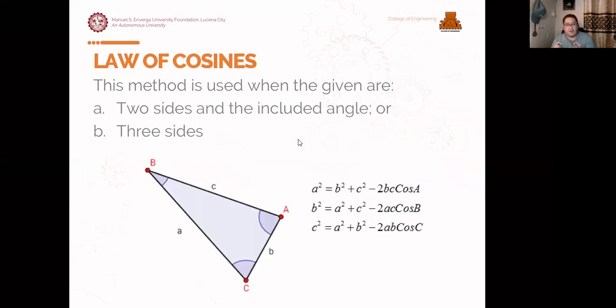Na meron din siyang two criteria para pwede mo siya magamit. Kapag meron daw tayong two-side and included angle, okay? So, yung kanina, two-side and an opposite angle. Ngayon, included angle siya. So, kung meron tayong given na side B tsaka side C, dapat yung included niya is yung angle between them. So, alin ang angle between them? Ito yung side na given, tsaka ito, yung angle between them ay ito. So, dapat ito yung given na angle natin. Dapat yan yung may value. Once ganyan yung given nyo, pwede nyo gamitin si cosine law.